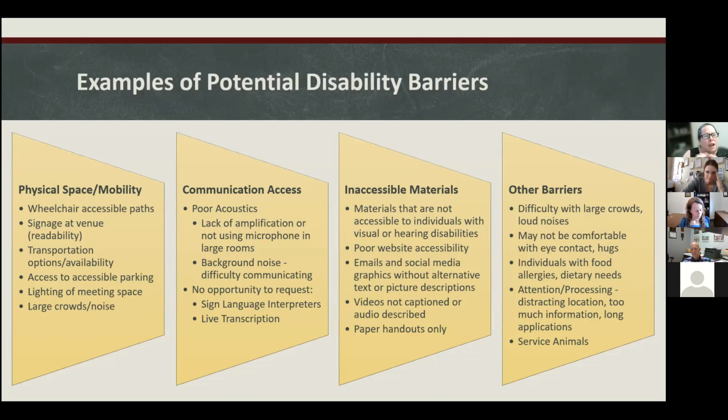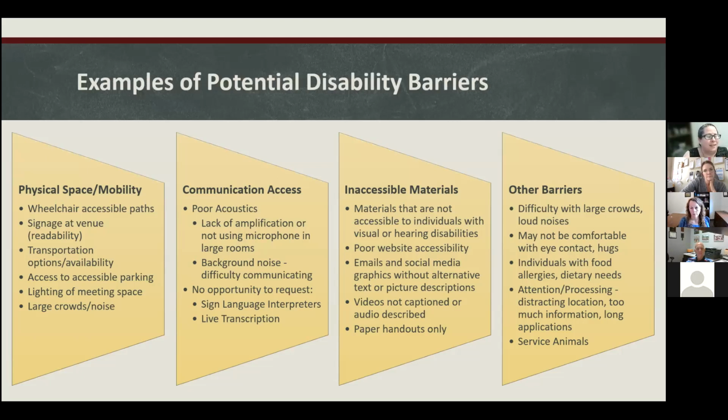And then kind of my other category, large crowds, loud noises, people who may struggle with social anxiety or people touching. So lots of people with autism spectrum disorder may really struggle with it. Some organizations are very touchy-feely, huggy, and that may be very uncomfortable for them.